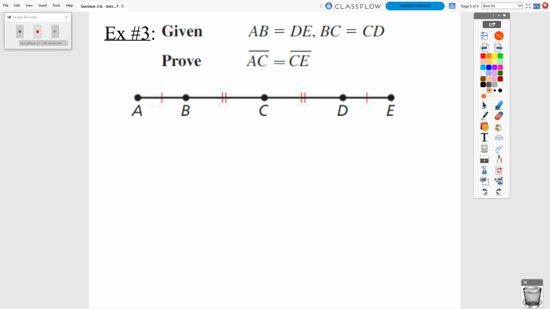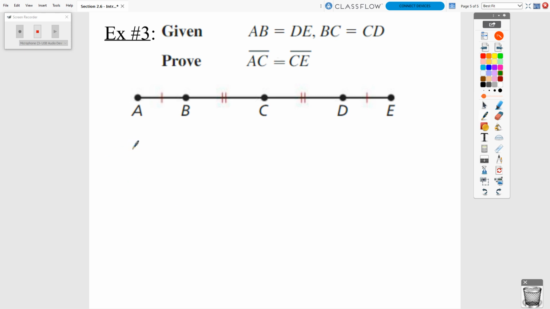And some of you are probably scratching your head going, well, yeah, that's true. I mean, look, AC is made up of a 1 segment marking and a 2 segment marking. And look at CE. It's also made up of those two pieces. So yeah, those are equal to each other. And so now we need to mathematically put that together, though.